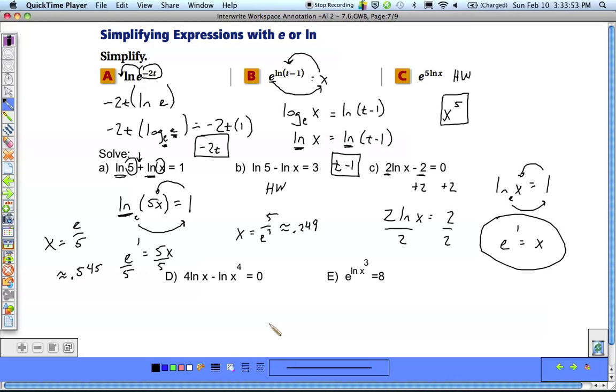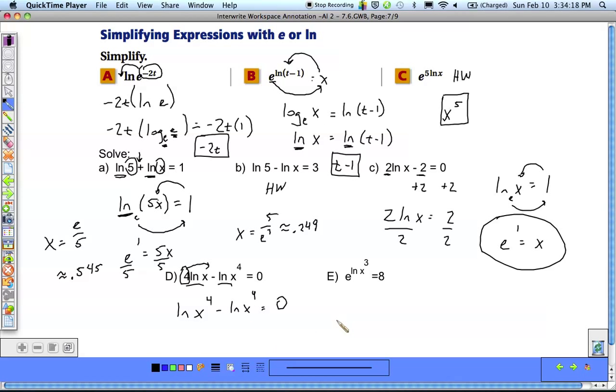For D, 4 natural log of x minus the natural log of x to the fourth. There's a couple ways again that we can do this one, but we have two natural logs that we may want to try to go through and combine. Well, we can't combine them until they're just natural logs, so this 4 is creating an issue. We can move it up in the exponent. It becomes the natural log of x to the fourth minus the natural log of x to the fourth equals 0.